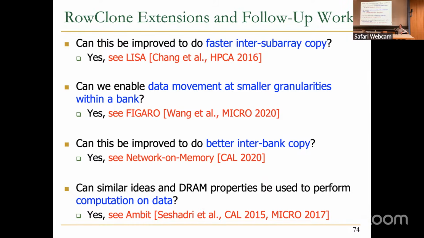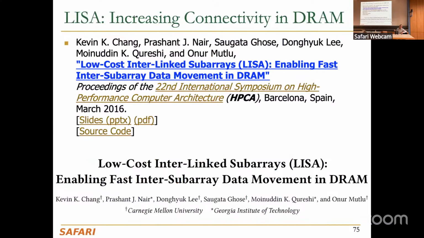The goal is to, again, get the data out, right? The goal is not to reorganize the data. The goal is not to compute here and then compute there and then merge the data. So the connectivity inside the DRAM chip is very low today. And then we're going to talk about whether similar ideas and DRAM properties can be used to perform computation, because I kind of cheated, as I said. I showed you data copy and initialization.